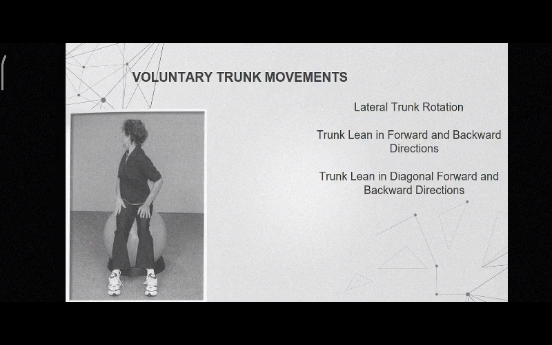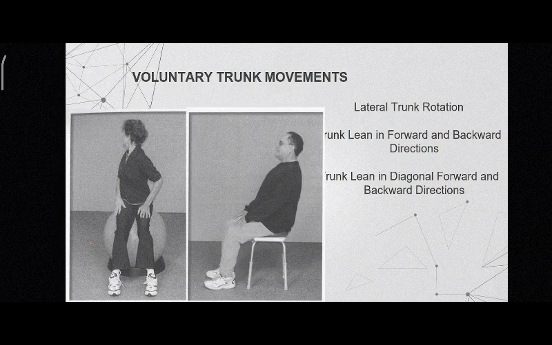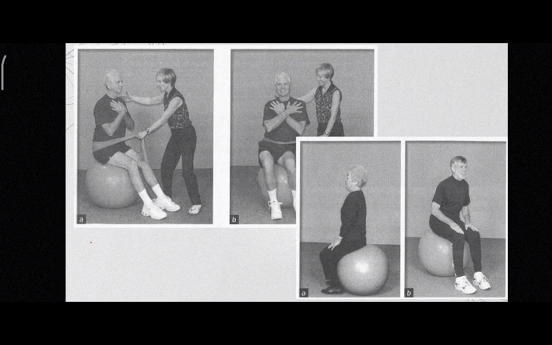So first one is, you can ask them to look behind while moving the whole trunk to right side or left side. Then they have to lean forward and backward. Make sure that you are very near to the patient so that you can hold them. Then you can also do the diagonal trunk movement, so that in this you can see that the patient is moving the trunk in a diagonal variation. You can also use the resistance band for these particular exercises.